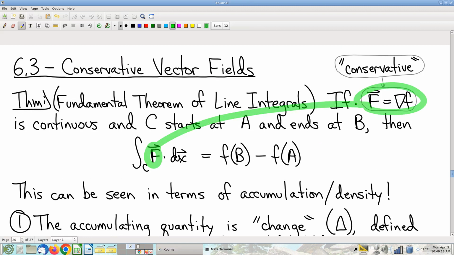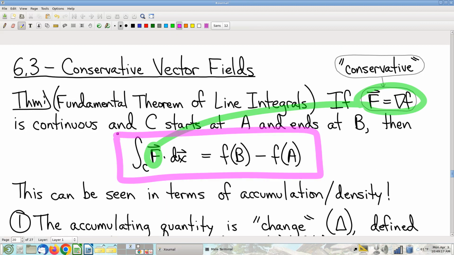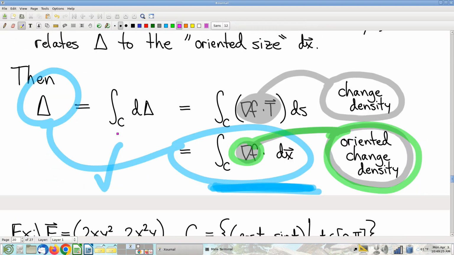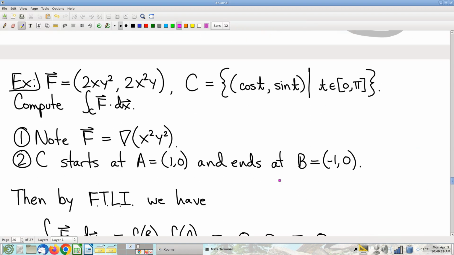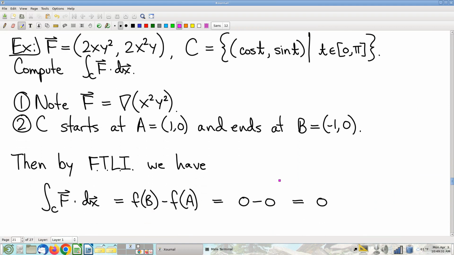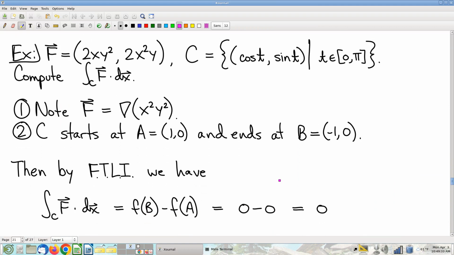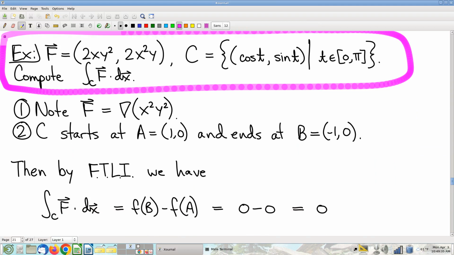Gradient being my integrand, the fundamental theorem of line integrals says that change is computed by a vector line integral. Everybody all right? Okay. Let's do one. Let's use it. Suppose I am asked to compute a vector line integral here.